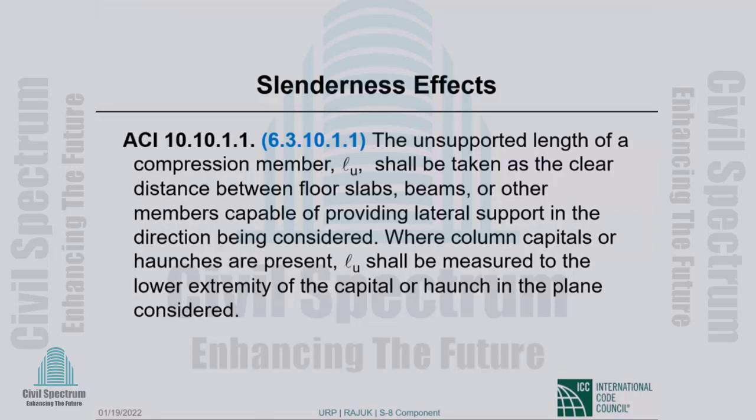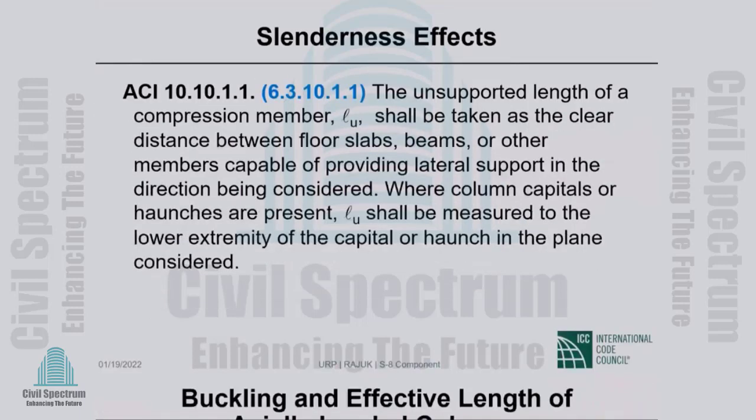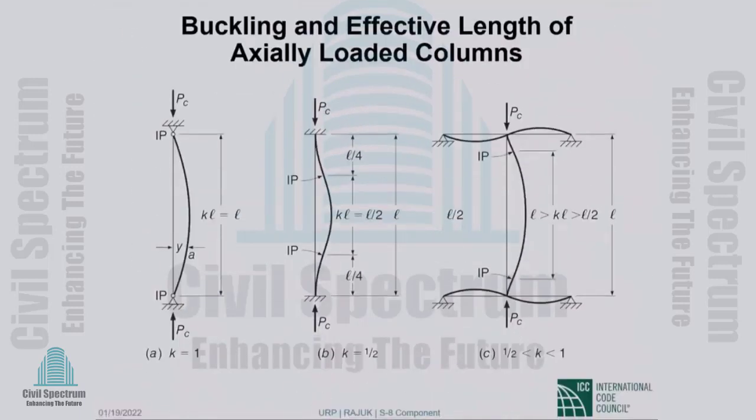So it doesn't have to be just slab or beam, any member that provides lateral support. Where column capitals or haunches are present, that column capital or haunch is a flared column top, L sub U shall be measured to the lower extremity of the capital or haunch in the plane considered. So lower extremity of the capital. Okay. The K factor, effective length factor.